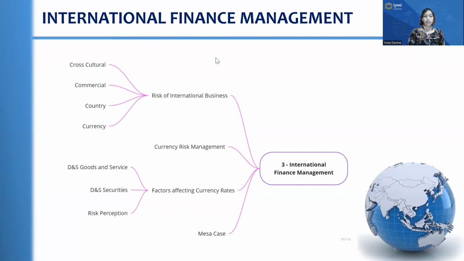For this, when we are discussing currency risk management, we are discussing the MESA case, which is a very good case to elaborate on the importance of managing currencies when you are dealing with different countries for your business.